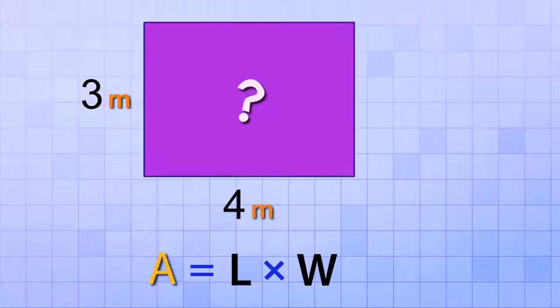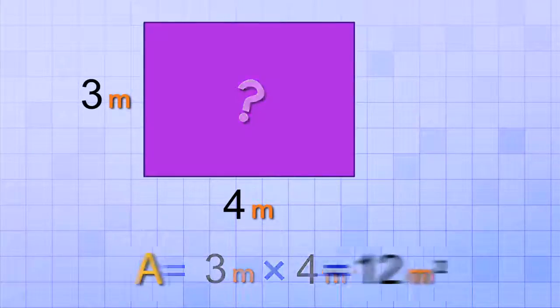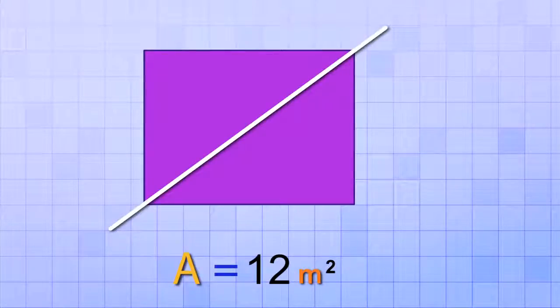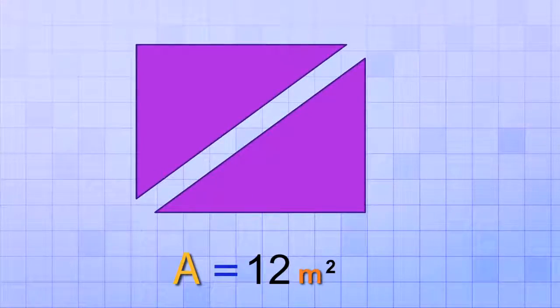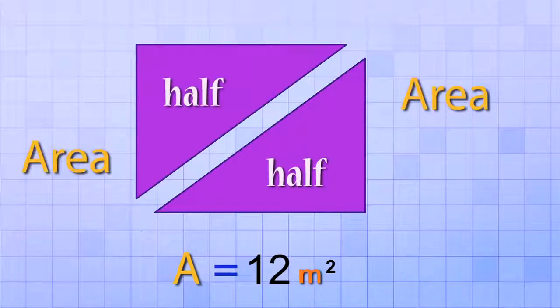Well, using our formula, we know that the area would be 3 meters times 4 meters, which is 12 meters squared. But now, what if we were to cut this rectangle exactly in half along a diagonal line from opposite corners? It forms two triangles. And because each of these triangles is exactly half of the rectangle, that means that the area of either triangle must be exactly half the area of the rectangle.